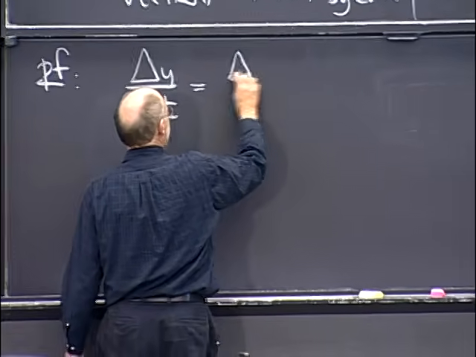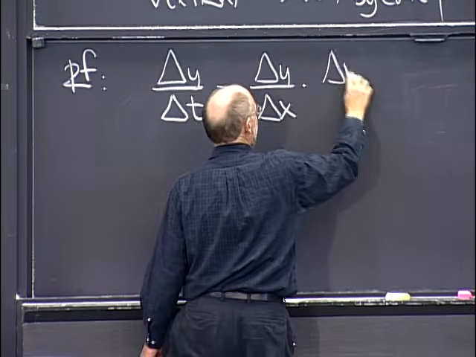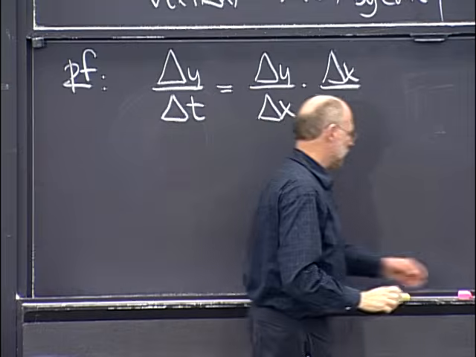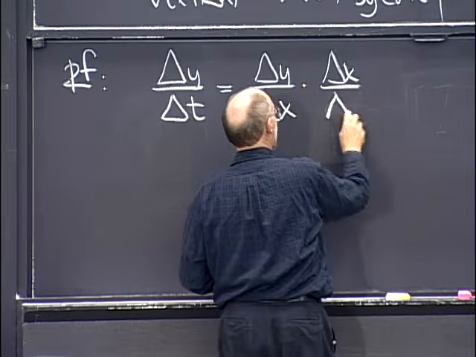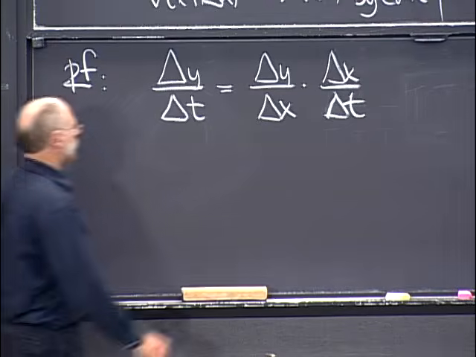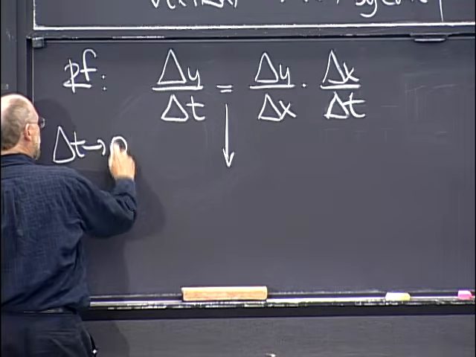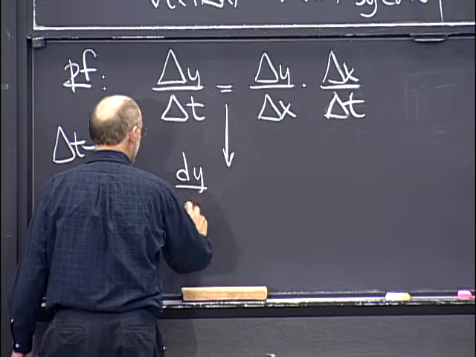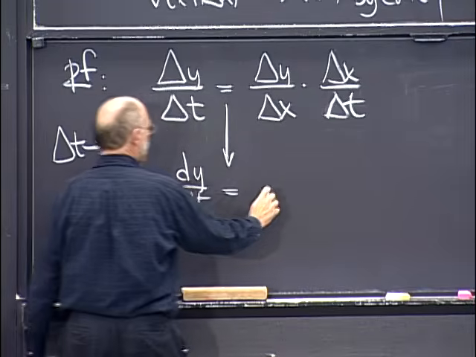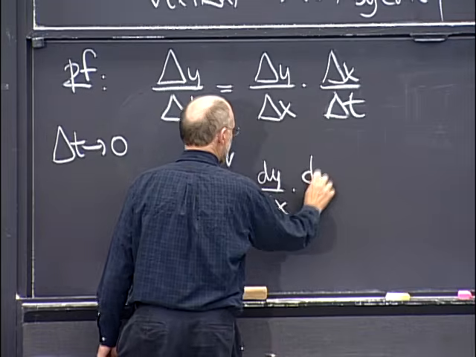Because of that intermediate variable, I can write this as delta y divided by delta x times delta x divided by delta t. It cancels, right? The delta x cancels. The change in that intermediate variable cancels out. This is just basic algebra. But what happens when I let delta t get small? Well, this gives me dy dt, and on the right-hand side, I get dy dx times dx dt.